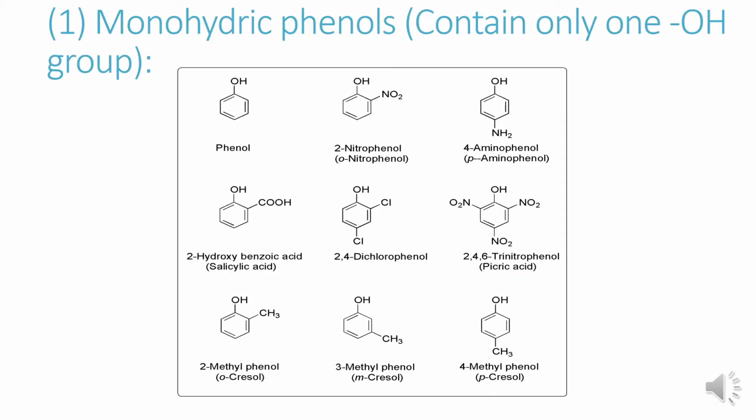Now let me discuss monohydric phenols. Monohydric phenols contain only one hydroxyl group. Examples are 2-nitrophenol, that means an ortho-substituted phenol, and 4-aminophenol, that means para-aminophenol. Again 2-hydroxybenzoic acid and 2,4-dichlorophenol. These are all examples of monohydric phenols.